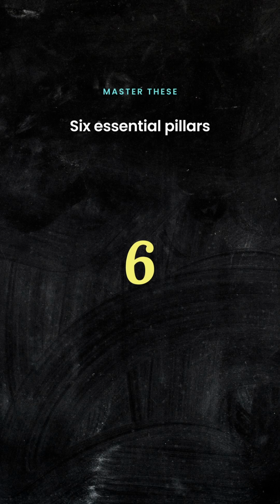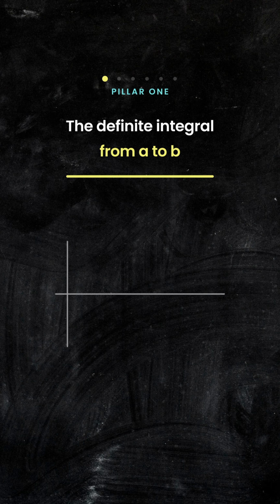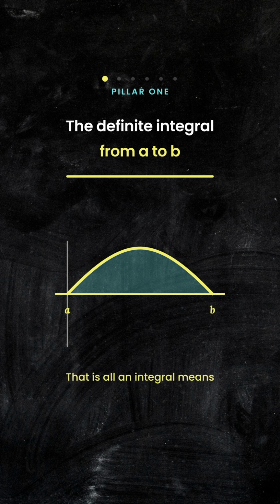6 essential pillars, if we understand them, will deal with integration with complete ease in the world of engineering. The first point, the definite integral from a to b, represents measuring the area between the function's curve and the x-axis, from point A to point B. This is what's meant in the world of integration.